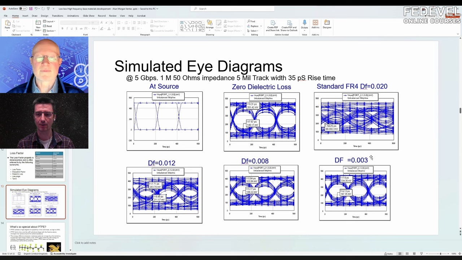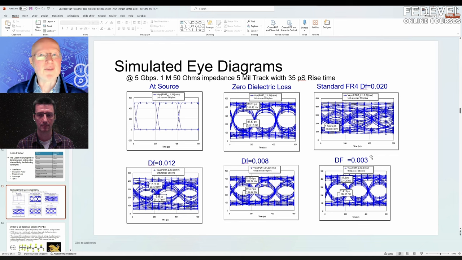Or is this also important for frequencies below 1 gigahertz? Well, yes, because there's an influence at all frequencies, in fact. And the important thing here is there are lots of factors at play. So I've just given here some dielectric loss figures, and you see zero dielectric loss. Even with zero dielectric loss, we have losses in the conductor. So the copper itself is also giving us a problem, as is the reinforcement.